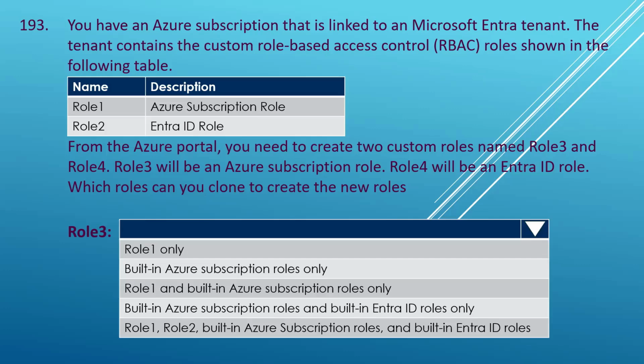From the Azure portal, you need to create 2 custom roles named role 3 and role 4. Role 3 will be an Azure subscription role. Role 4 will be an Entra ID role. Which roles can you clone to create the new roles? So folks, it is very important that you know the differences between the Azure subscription role and Entra ID role. So let's head to the Azure portal to understand which roles can be cloned, and then we will come back with a better idea to answer this question.